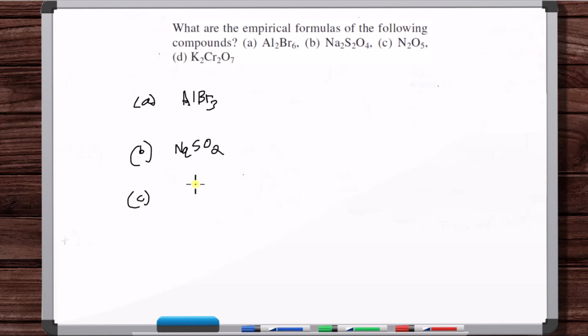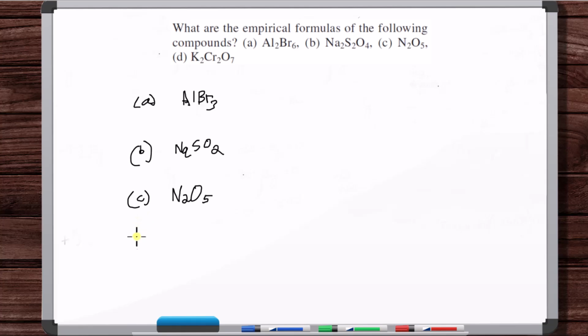All right? N2O5, that is the empirical formula. That's just the simplest integers, right? It's 2 parts nitrogen to 5 parts oxygen. You wouldn't say it's 4 parts nitrogen to 10 parts oxygen. You would use the simplest integers possible.